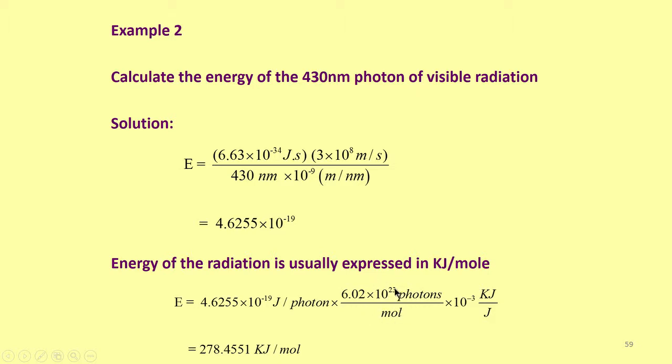That is, if one mole of the substance is giving out radiation, how many radiation photons are there? There will be Avogadro's number, 6 into 10 raised to 23. So many photons, so many molecules, so many atoms. So, multiply the energy per photon by this number and convert it into kilojoules, so that you will get 278.4551 kilojoules per mole. That is how you can calculate the energy of any wavelength corresponding to electromagnetic radiation.